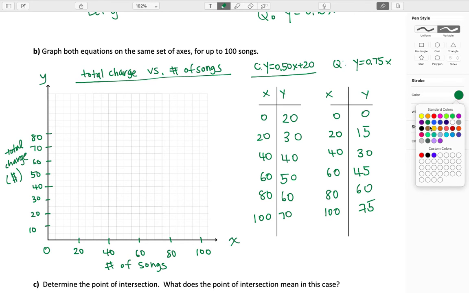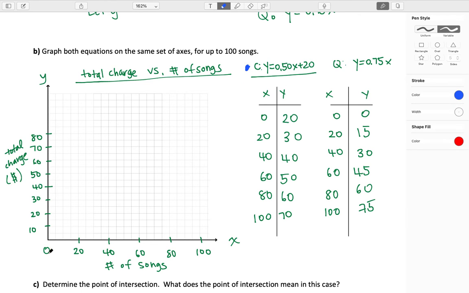Now let's plot the points. The first graph, I will do in blue. It's going to be 0 at 20, so I'm starting at (0, 20). When it's at 20, it's 30. 40 is 40. 60 is 50. 80 is 60. And 100 is 70. Okay, so I'm going to connect the points. This is equation 1, Coldwire.